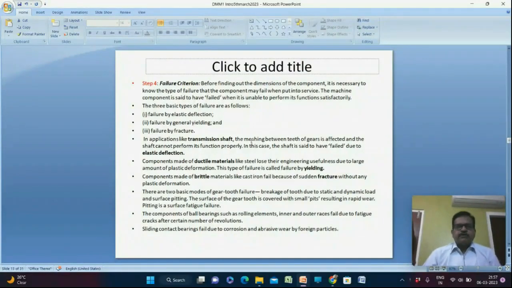The three basic types of failures are as follows. The first one, failure by elastic deflection. Number two, failure by general yielding. Number three, failure by fracture. So these are the three basic types of failures.